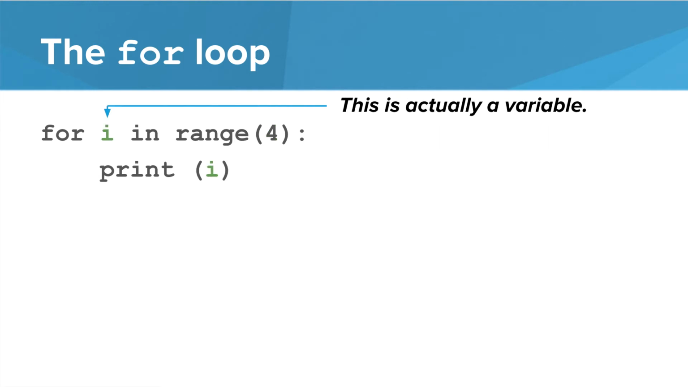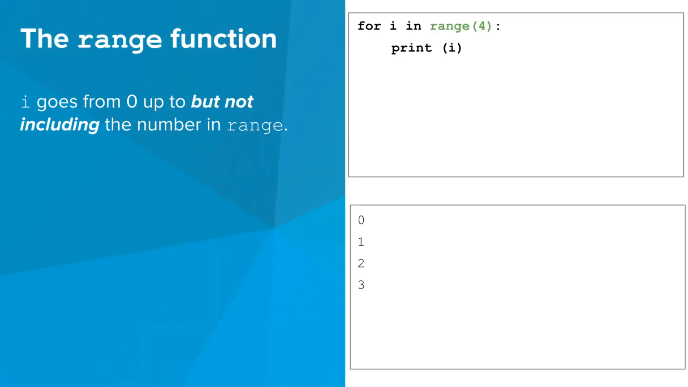Now let's look at the for loop for a second. In the for loop, i is actually a variable. More specifically, it's an int variable. It takes on a different number value each time through the loop. It starts at 0 and goes up by 1 each time, but does not include the number given in the range. The range function is what determines what values are assigned to i each time the loop runs.